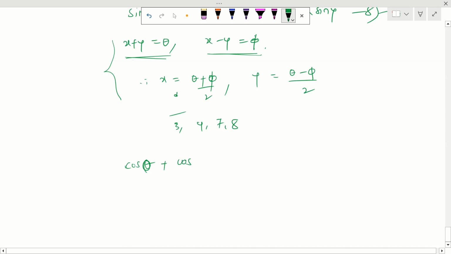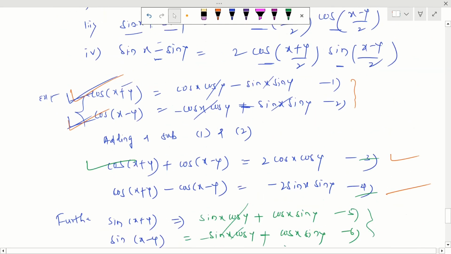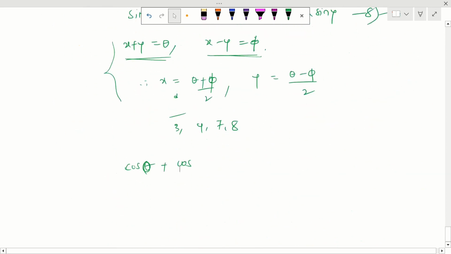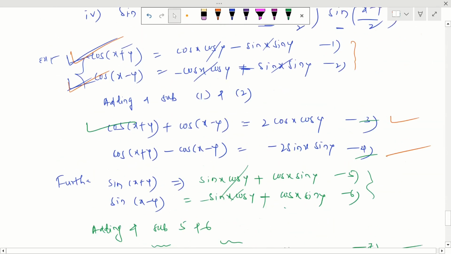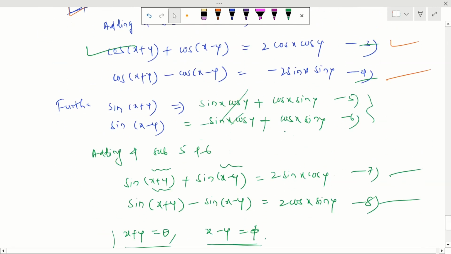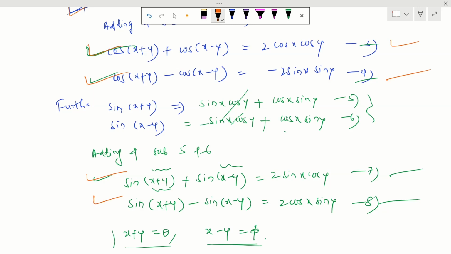Next is cos of x minus y, which means it is cos pi. These are the new equations we got, equations 3, 4, 7, 8, after adding and subtracting. The same thing I am writing here.